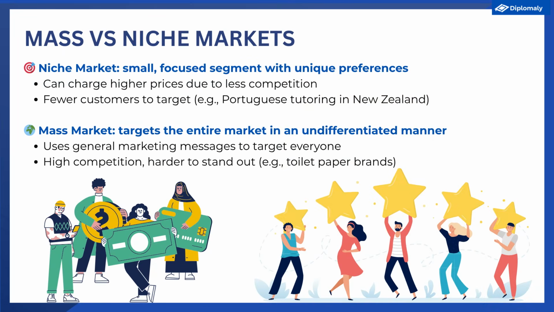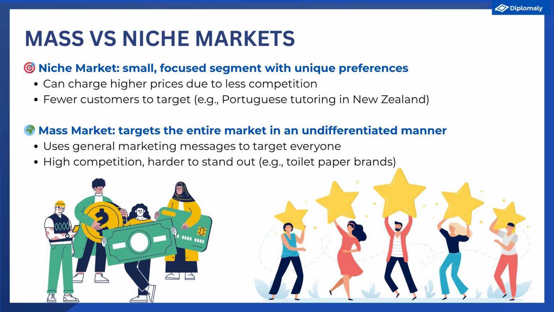Firms might operate in either a mass market or a niche market. Niche markets are those that are small and focused and involve groups of customers with a specific or unique preference. One thing to point out is that niche market doesn't necessarily mean that the products that are sold are always premium products. An example of this might be the need for Portuguese tutoring in New Zealand. This allows for the firm to charge higher prices as there is typically less competition in this market. Think of how many businesses will offer something like Portuguese tutoring in New Zealand. It also means that there are less customers for the business to target. There probably aren't too many people in New Zealand who want to tutor Portuguese.